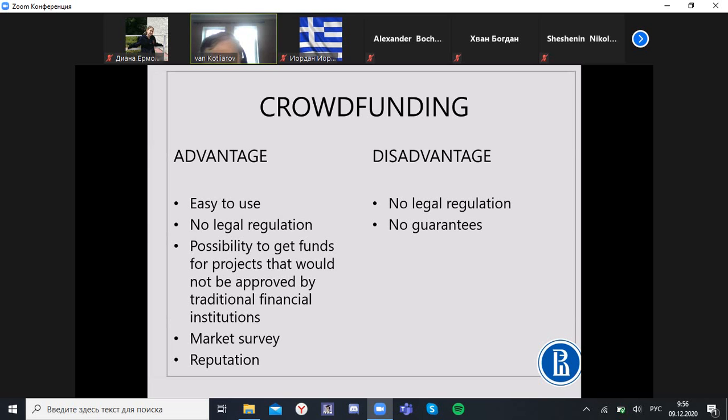Pretty good. Possibility to get funds for projects that would not be approved by traditional financial institutions. Indeed, it is so. Some projects cannot get money from traditional sources of finance due to the unclear financial prospects of these projects, due to the early stage of finance, etc. For example, let's go back to my example of a dance studio. A dance studio is a pretty doubtful, I would say, project. It is designed for a young audience, and nobody knows that this project is successful. So a bank will not give a credit for this project. But the audience supported this project itself.